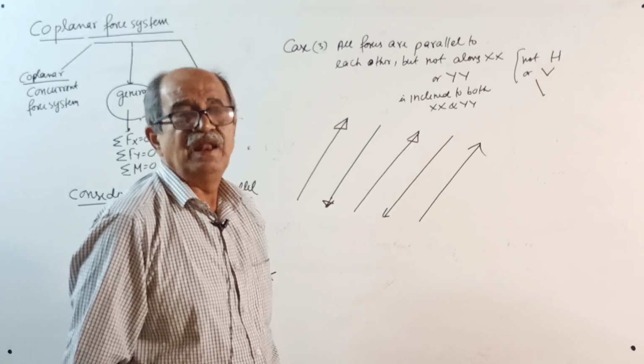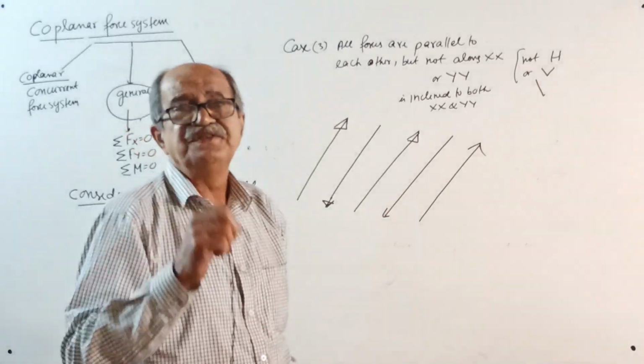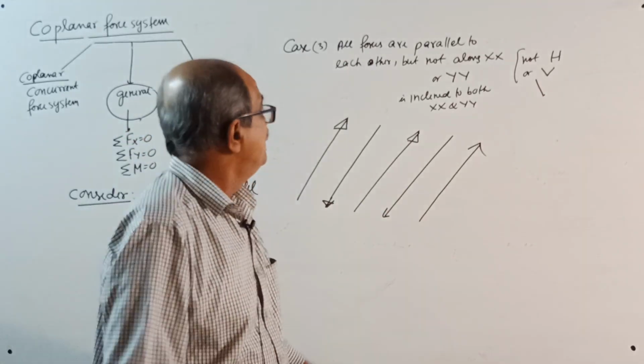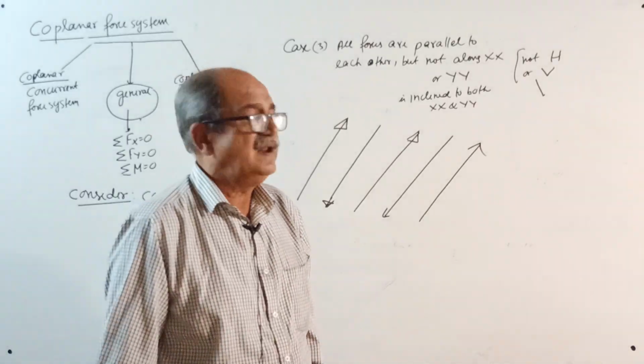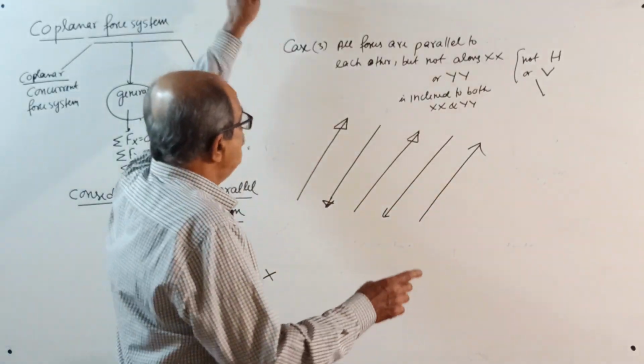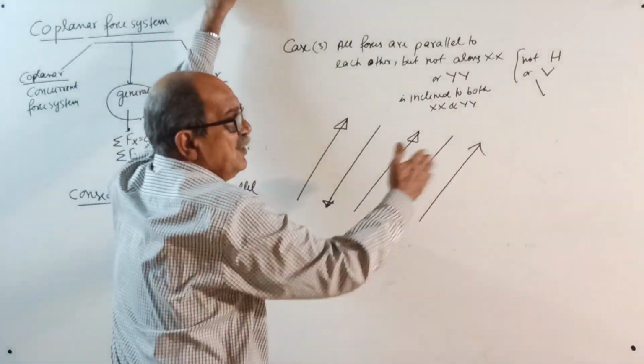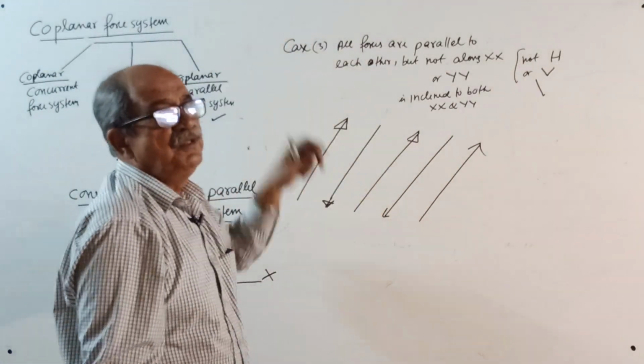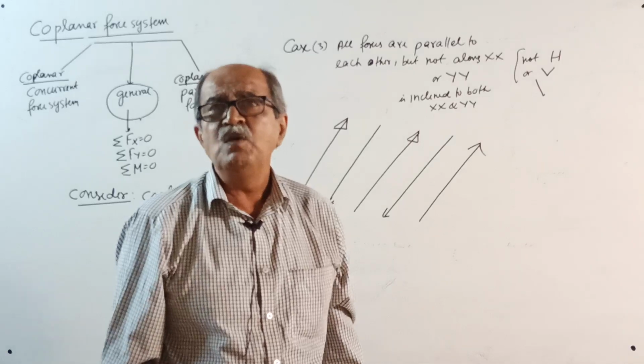Now somebody will tell, sir, here 3 conditions are there. No, 3 conditions are not there. Only 2 conditions here also. But they will argue, sir, x component is there, y component is there, when you resolve. Don't resolve. Why do you want to resolve?